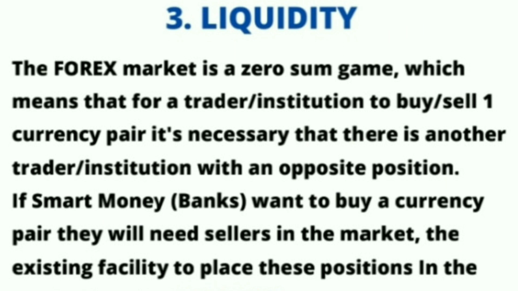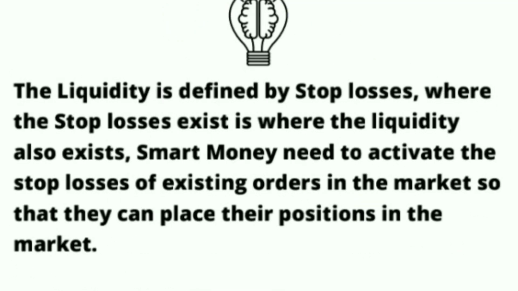Liquidity. The Forex market is a zero-sum game, which means that for a trader or institution to buy or sell one currency pair, there must be another trader or institution with an opposite position. It means if smart money or banks want to buy a currency pair, they will need a seller in the market. So the existing facility to place these positions in the market is called liquidity.